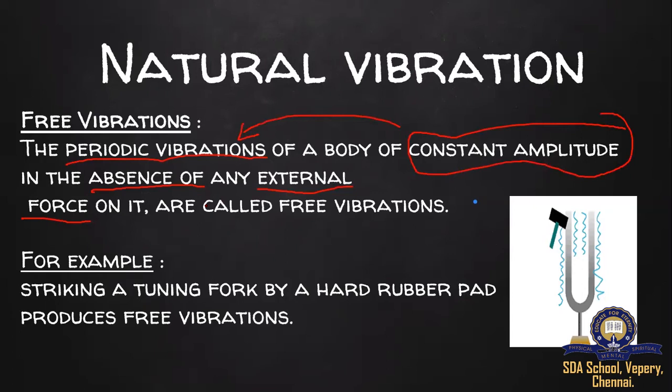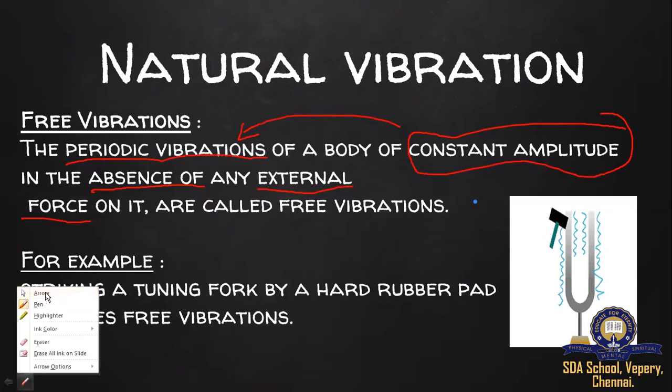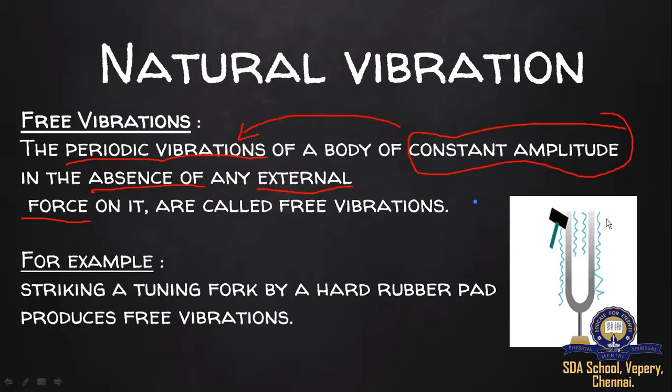One example of free vibration is striking a tuning fork with a hard rubber pad. I don't know how many of you know what a tuning fork is. Here is the picture of a tuning fork. It will be like this. You might have seen it in your physics classes, your teacher might have shown you. We will always use a rubber cork. With the help of the rubber cork, we will bang on the tuning fork. And what will happen? The tuning fork will start to oscillate or vibrate.